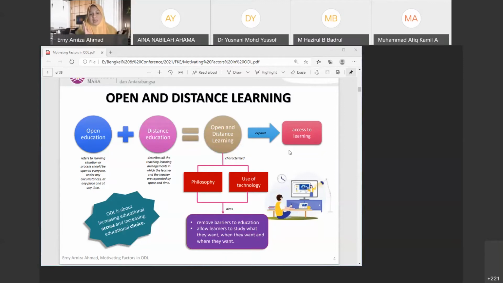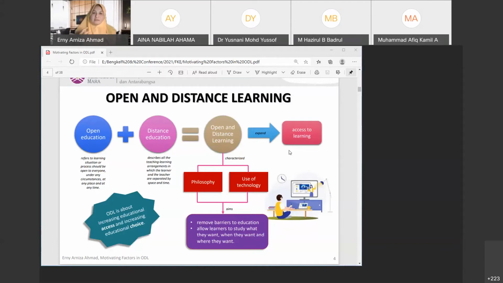Jadi pelajar dan juga pengajar ini dipisahkan dari segi masa dan tempat. Okay, we are separated in terms of space and time. So that's what it means with distance education. Okay, but then we talk about education, right?